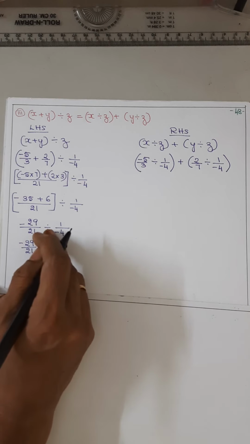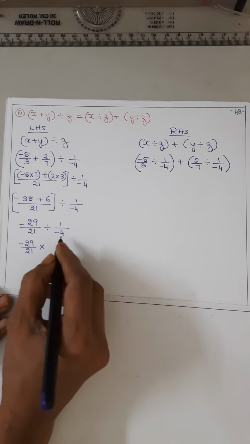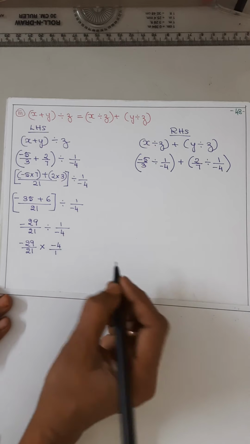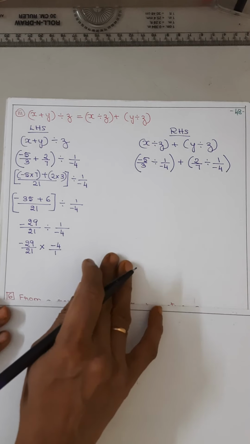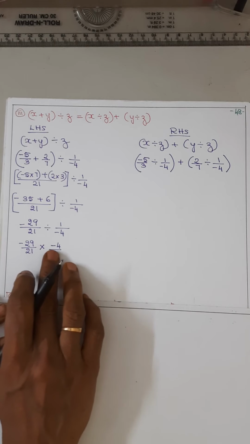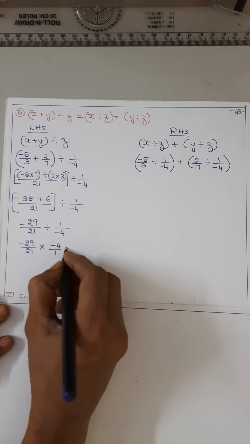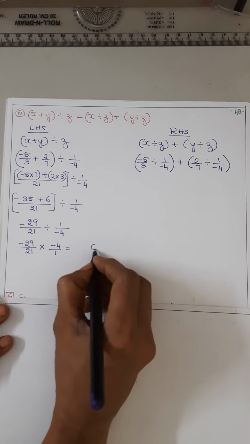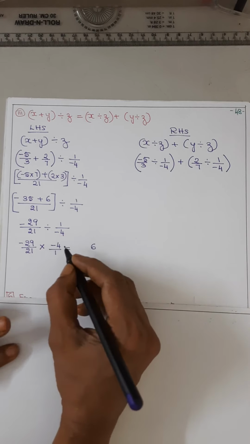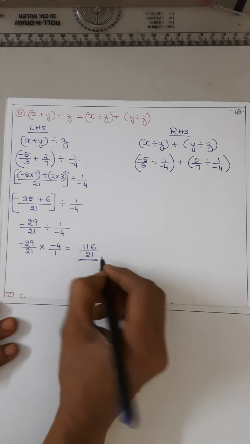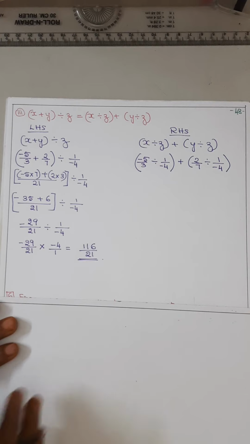It is division, so what should we do? Multiplication. Second's reciprocal, minus 4 by 1. Is there any cancellation? No. Minus minus, it will be how much? Plus. 4 9s are 36. 4 2s are 8, 9, 10, 11 upon 21. So you got 116 upon 21.